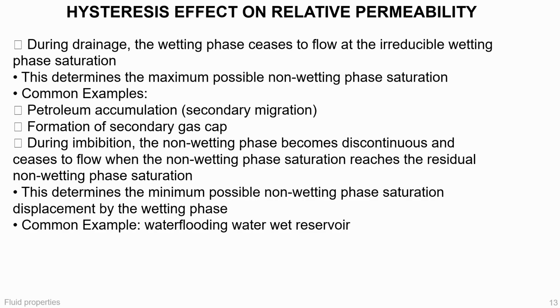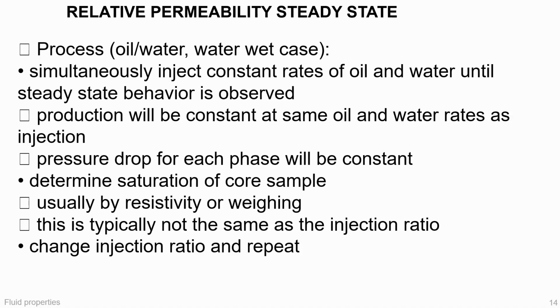injection/withdrawal. The basic workflow in a water-wet oil-water experiment is: inject oil and water at constant rates until steady state, measure stable production rates and pressure drop, determine saturation in the core, usually by resistivity or weighing, change injection ratio and repeat. The key lesson: the saturation inside the core is not necessarily equal to the injection ratio. The pore network and wettability control how fluids distribute.